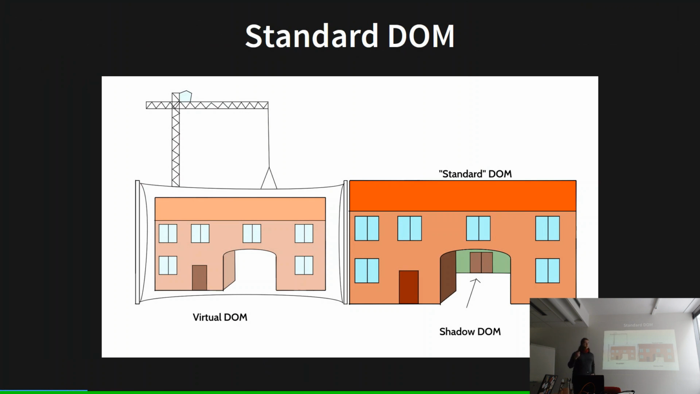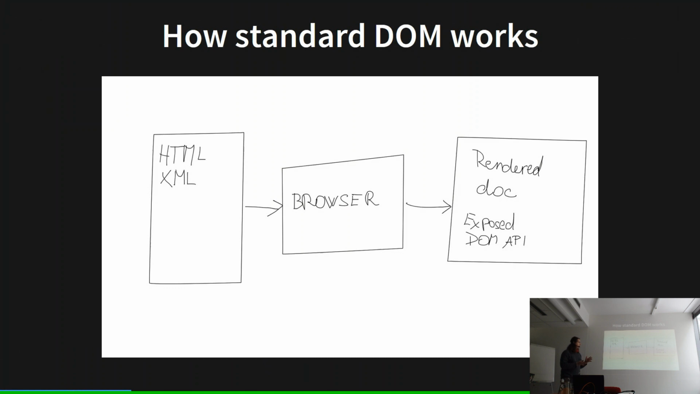On this picture, standard DOM is represented as a brick and mortar building because of the way standard DOM works. Basically, when you create an HTML or XML document and send it to the browser, either from the file system or from the server, the browser will parse the HTML document and create a bunch of nodes, and partly it will render to the user and partly it will expose the DOM API for JavaScript developers to work with it.